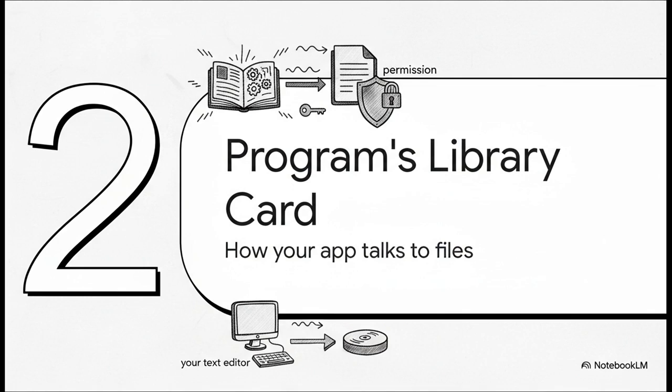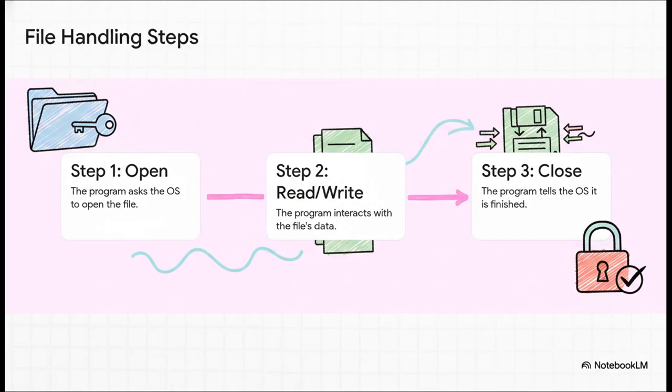Right, so the system has its little index card, the inode. But how does your program, your text editor, actually get permission to interact with that file? It can't just wander into the library and start writing in the books. It needs a library card. And it turns out, pretty much every program on the planet, I don't care if it's written in Python, C++, or whatever, follows the exact same three-step dance. First, it has to politely ask the operating system to open the file. Once it has permission, it can read or write its data. And then, and this is super important, when it's done, it has to close the file.